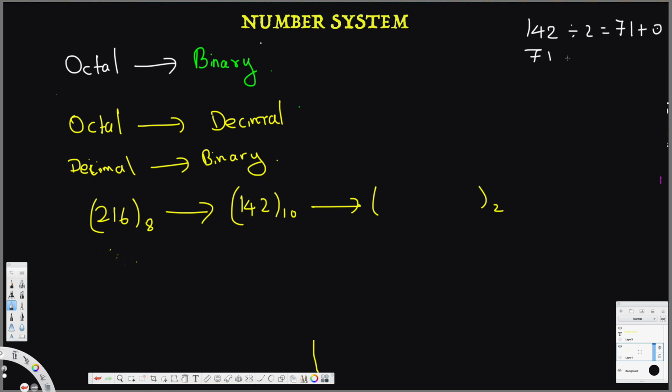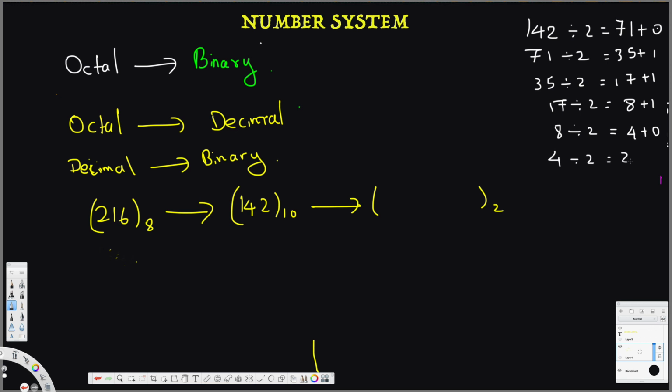And then 71 divided by 2, we get 35, and the remainder is 1. 35 divided by 2, we get 17, and the remainder is 1. 17 divided by 2, we get 8, and the remainder is 1. 8 divided by 2, we get 4, and the remainder is 0. 4 divided by 2, we get 2, and the remainder is 0. 2 divided by 2, we get 1, and the remainder is 0. 1 divided by 2, we get 0, and the remainder is 1.